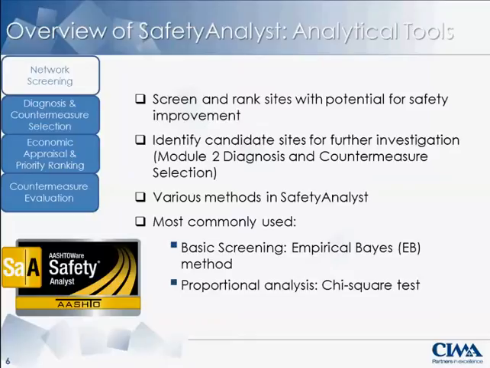And as I said, during network screening, it screens all of the sites. The software now screens all of your sites and can give you a ranking of all these sites, and then helps you to identify locations for the next step in the process, which is diagnosis. And there are different methods in safety analysis for doing network screening. The most commonly used is referred to as basic screening or the empirical based method. I'll talk a little bit about this because it is an important methodology. And also proportional analysis using the chi-square test.